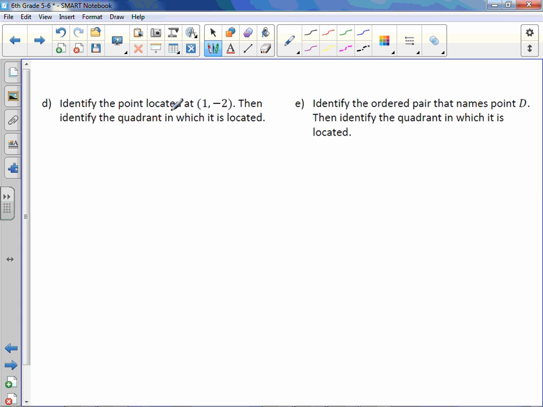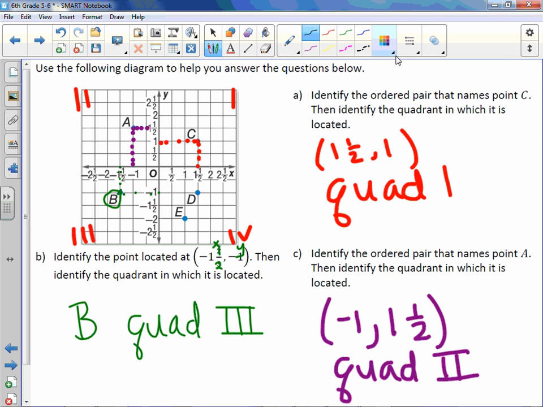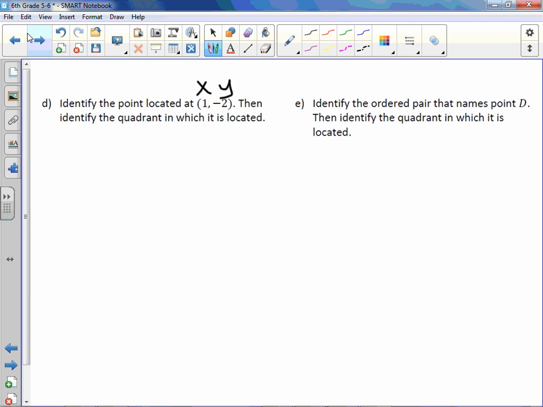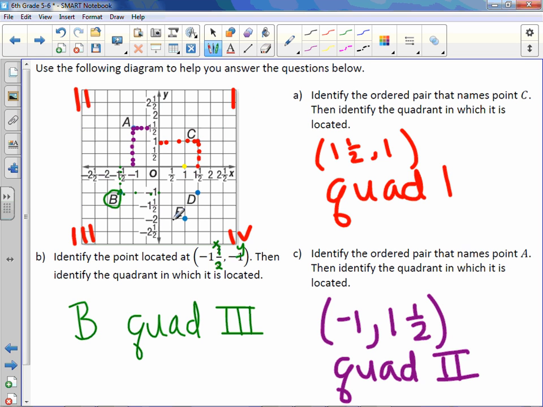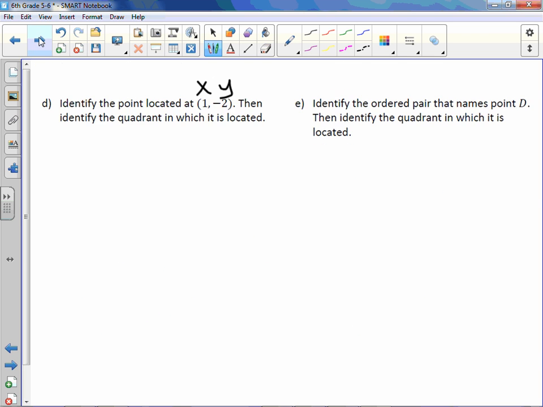Letter D. Identify the point located at 1, -2. Remember, this is x and y. Then identify the quadrant. So 1, -2. Let's actually make this a yellow. So here's our x value of 1, and our y value is -2. -2 is down here. So if I follow this along, and then follow my -2 along, it winds up at point E, which is in quadrant 4. So E in quadrant 4.